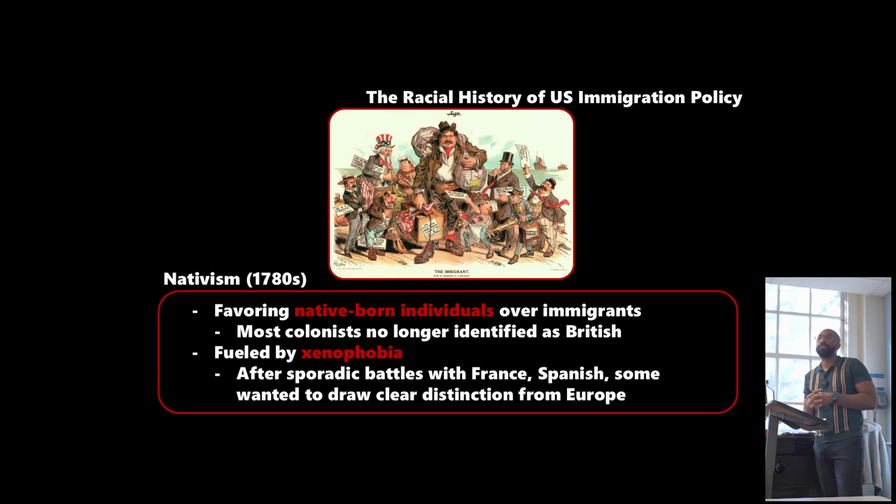And then in addition to that, under the rule of the British monarchy, America was forced to go to war with French colonies, with Spanish colonies. And so as they're forming their own country, they're trying to draw a clear distinction about who they are as a people. And so in the mix of all of this, what emerges naturally is a kind of xenophobia.